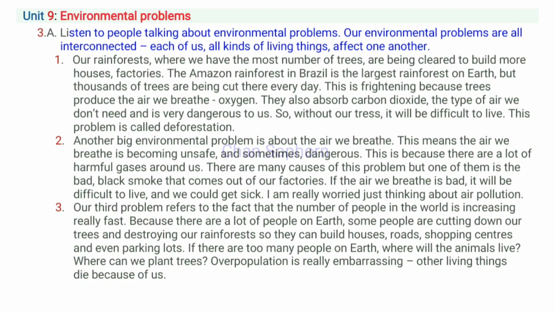If there are too many people on Earth, where will the animals live? Where can we plant trees? Overpopulation is really problematic. Other living things die because of us.